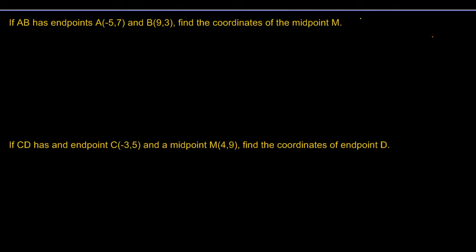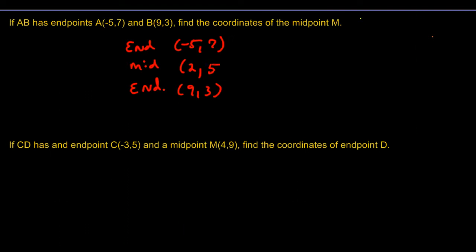We had some other problems where they didn't draw it out for us, but they simply gave us our points. I showed you a little bit easier way to think of that. We have an endpoint, we're looking for a midpoint, and we have another endpoint. If this endpoint is (-5, 7), and this one is (9, 3), I know I'm trying to get in the middle, so I will average them. 9 plus -5 is 4, divided by 2 is 2. 7 plus 3 is 10, divided by 2 is 5. So that gives us our midpoint.